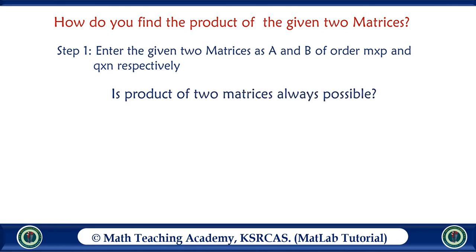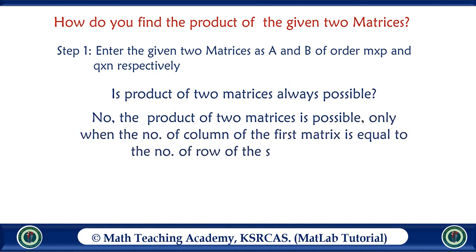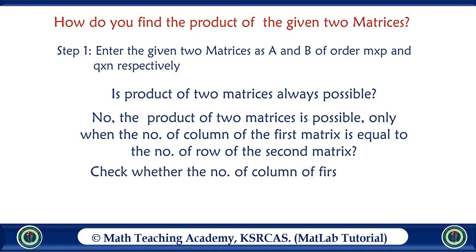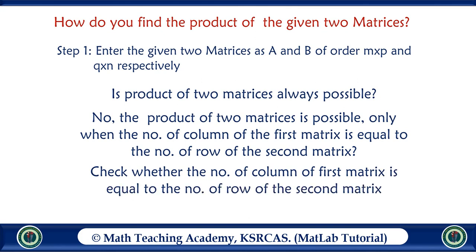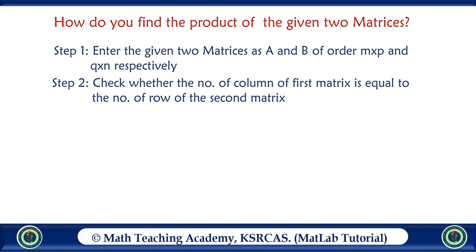Is product of two matrices always possible? No, the product of two matrices is possible only when the number of columns of the first matrix is equal to the number of rows of the second matrix. So check whether the number of columns of the first matrix is equal to the number of rows of the second matrix. Let it be step 2. Check whether the number of columns of the first matrix is equal to the number of rows of the second matrix.